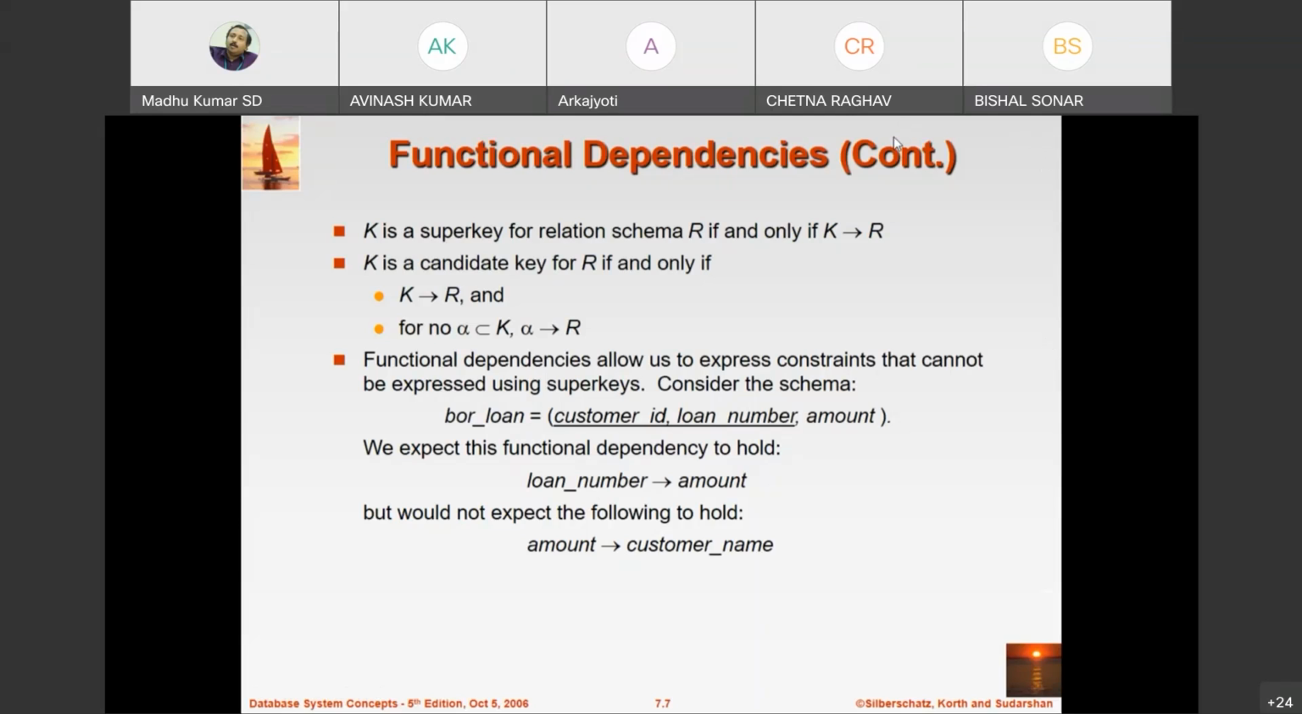Demira? Mira? Yes, sir. Tarun? Yes, sir. Is it partial or full? Customer ID, loan number determines the amount.